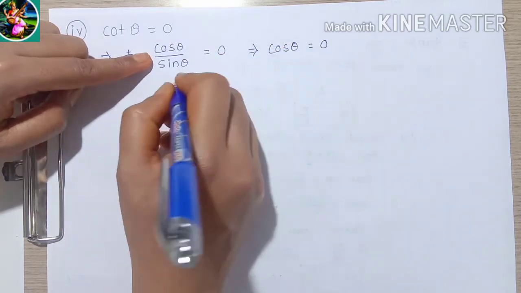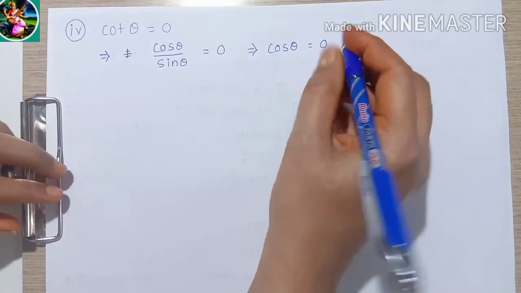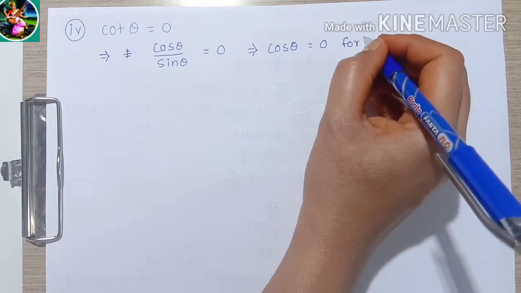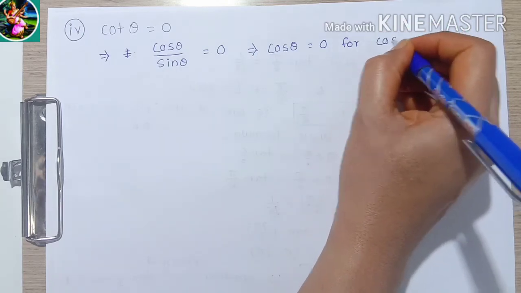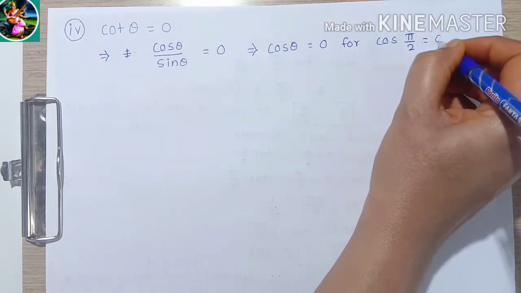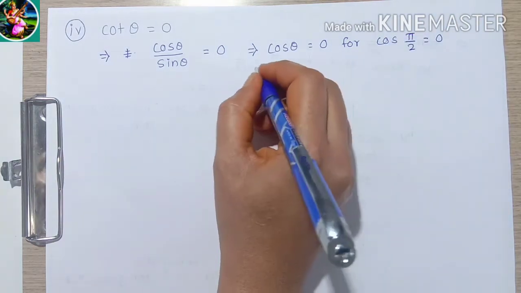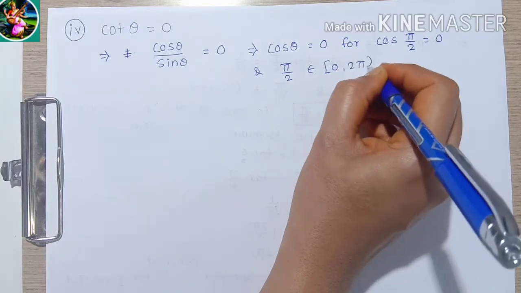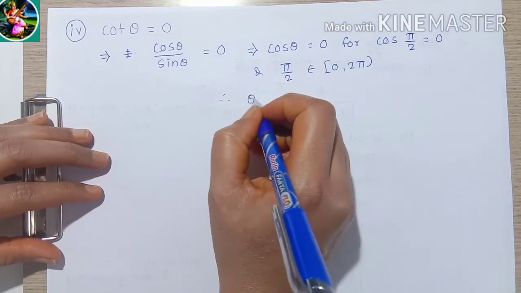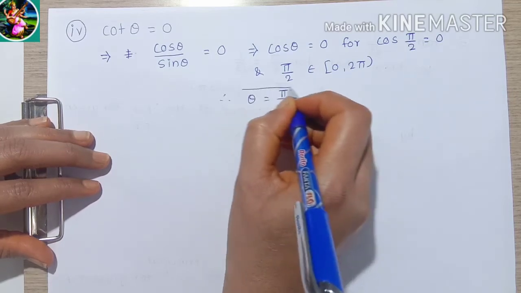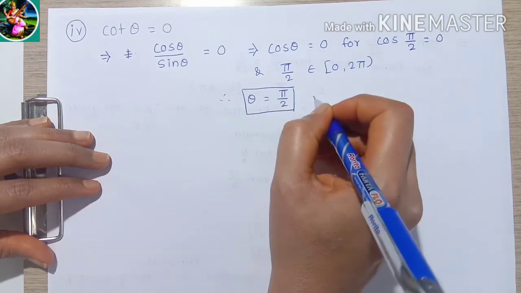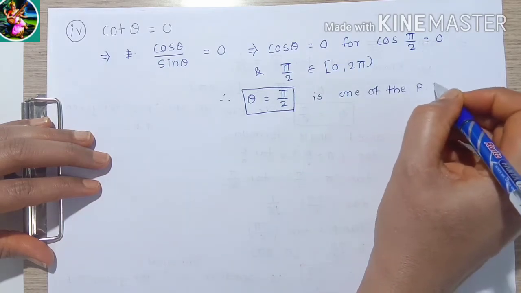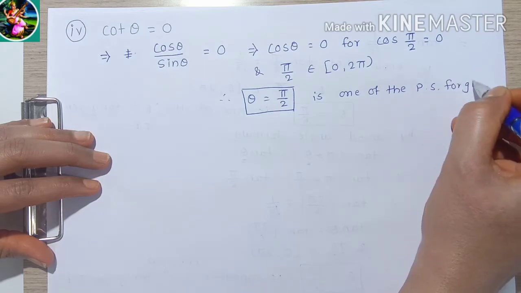And we have the solution for cos theta is equal to 0. That cos theta is equal to 0 for cos of pi by 2. Cos of pi by 2 is equal to 0, and that pi by 2 belongs to 0 to 2 pi. Therefore, theta is equal to pi by 2 is one of the principal solutions for given trigonometric equation.